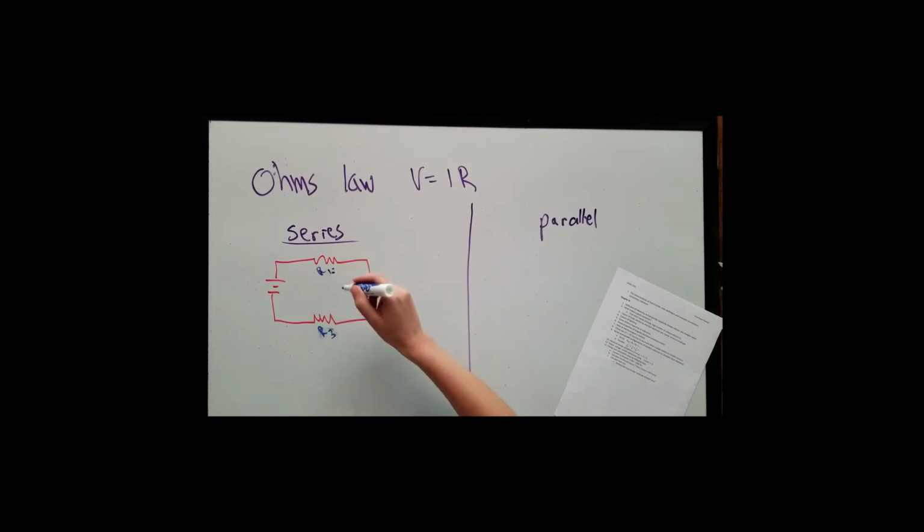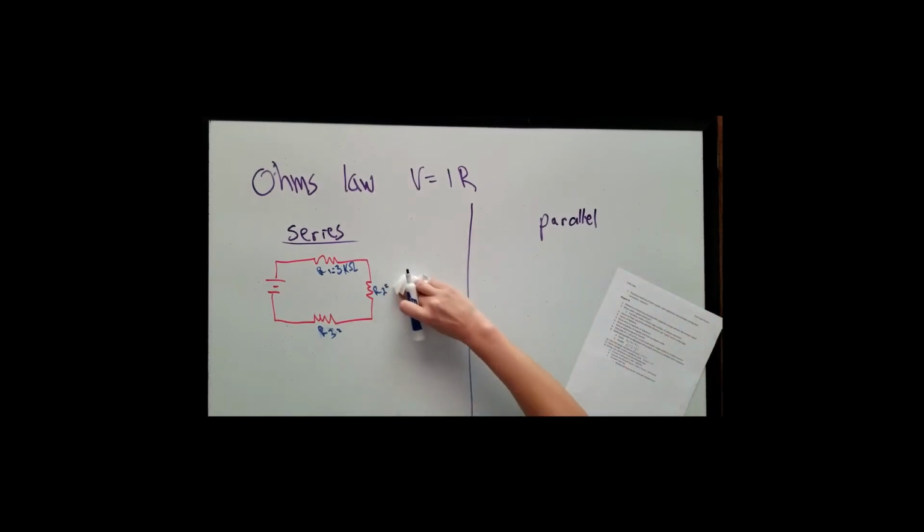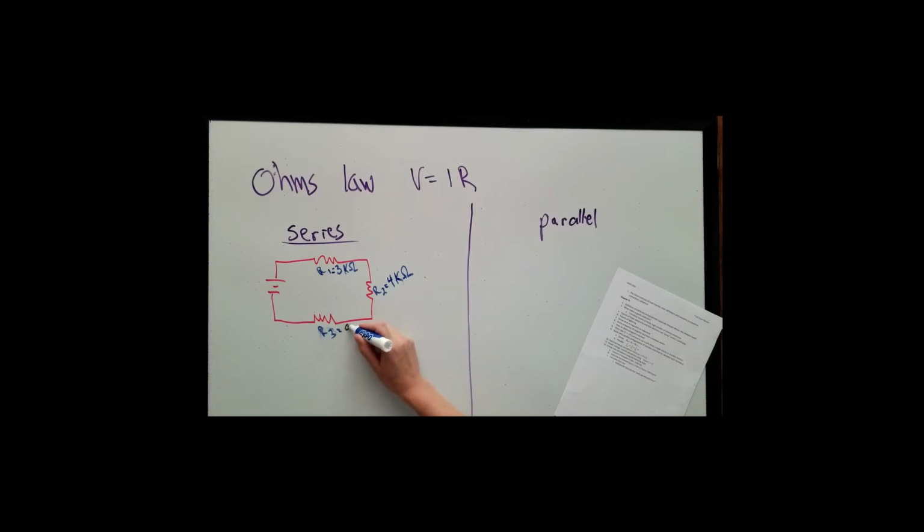So I want to do an example in kiloohms, because this is how the units you will see it on the final, just so that you can know how to do that. So we have our R1 is going to be 3 kiloohms. Our R2, let's put that at 4 kiloohms. And our R3 will be 8.